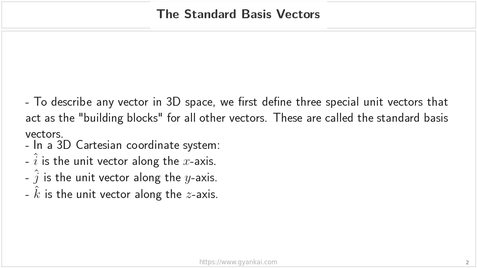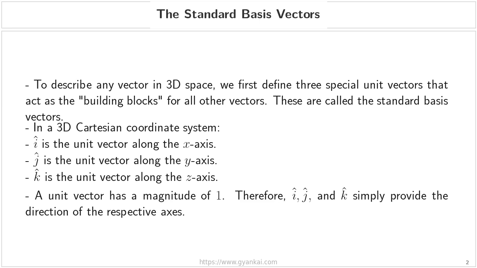If we look at a three-dimensional Cartesian coordinate system, we have three specific directions to consider. First, we have i hat, which is the unit vector pointing along the x-axis. Next, we have j hat, which is the unit vector along the y-axis. And finally, we have k hat, which is the unit vector along the z-axis.